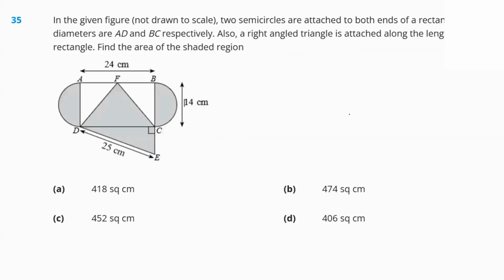Next, question number 35. Question number 35 says, in the given figure, which is not drawn to scale again, two semicircles are attached to both the ends of the rectangle, whose diameters are AD and BC respectively. Okay. A right angle triangle is also attached along with the length of the rectangle. Find the area of the shaded part.